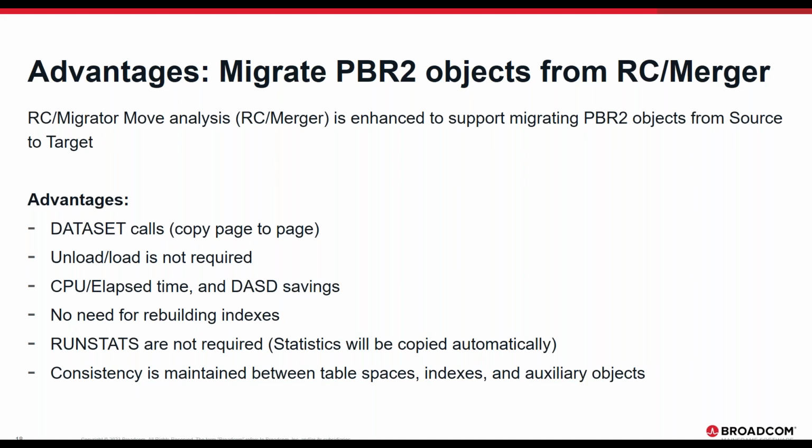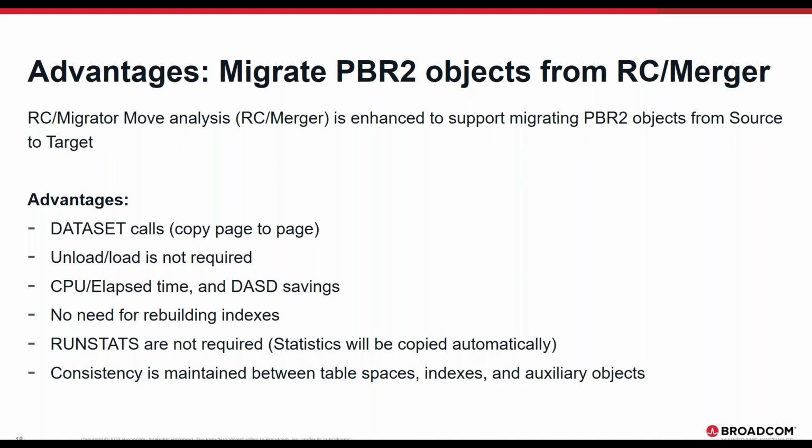And then the third one is CPU and elapsed time savings along with DASD savings. I have a nice screenshot which is going to show how much saving you're going to get. But at this particular moment, since you're going to extract all the data at page level itself, that is again going to save us CPU. And elapsed time also is going to be saved, because you are considering one page at a time at least.